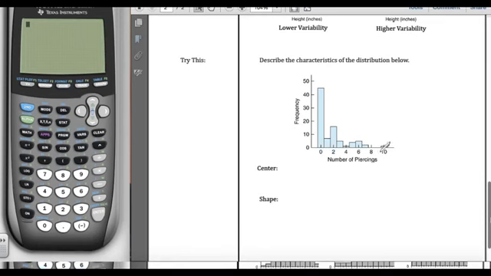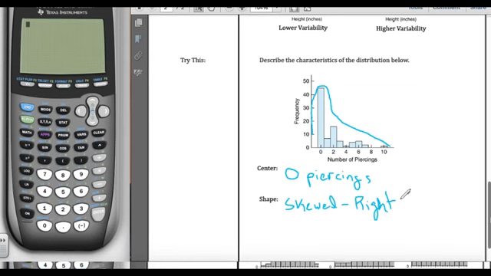So I have the number of piercings someone has, 0 all the way up to 10 at the max, and the frequency, the number of times we saw that result. So the center would be at 0. 0 piercings is typical from this sample. That's where most people fell. And for the shape, here's my highest peak on the left-hand side, and if I just sort of trace over the top, I'm drawing out a long tail to the right-hand side. This would be skewed right. I've got my center at 0. I've got my shape as skewed right.